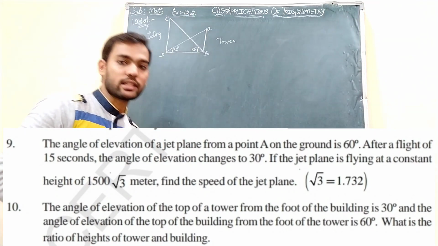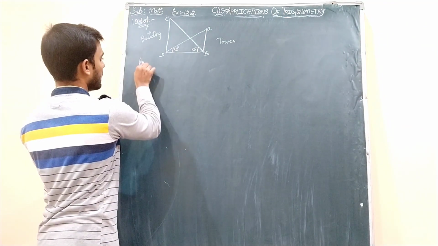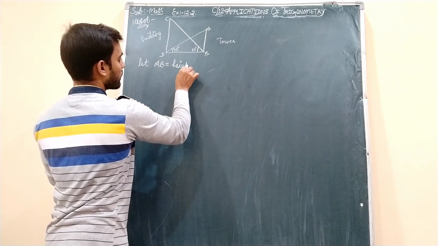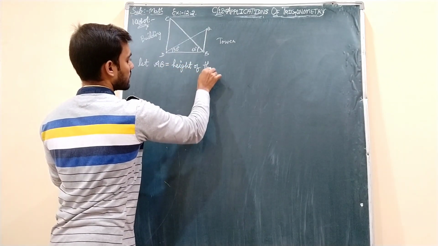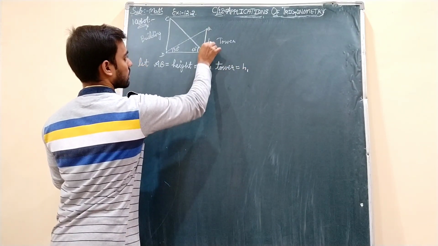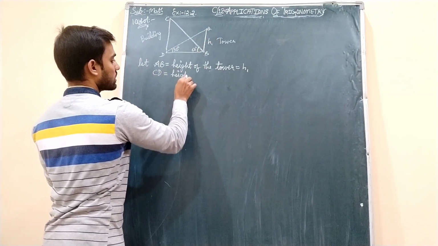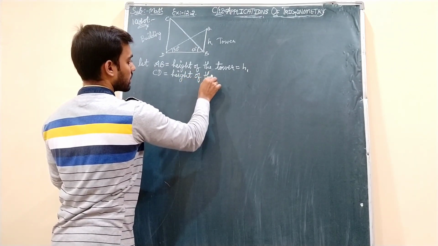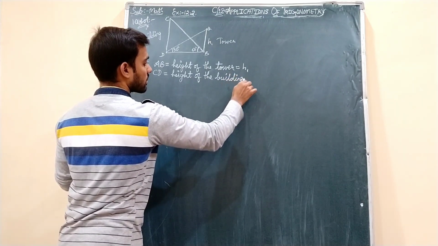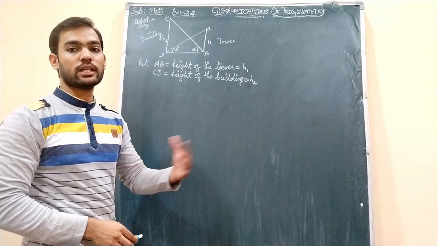Now firstly we will write the considerations, then we will go for finding the ratio of the heights. Let AB be, students, the height of the tower, let us take it as H1. Then CD is the height of the building, that I take as H2. So we need to find the ratio of heights, means H1 is to H2.